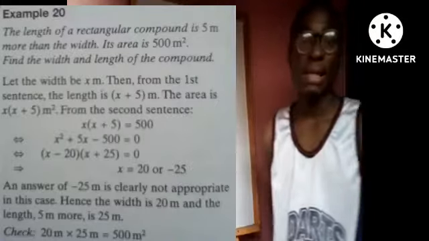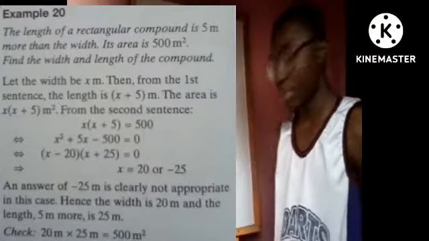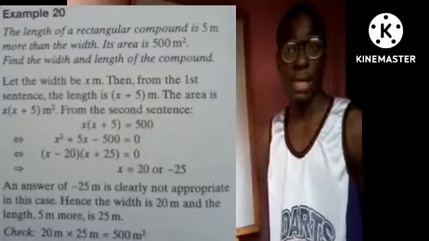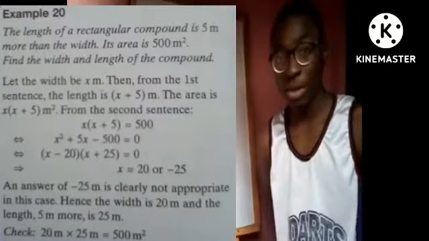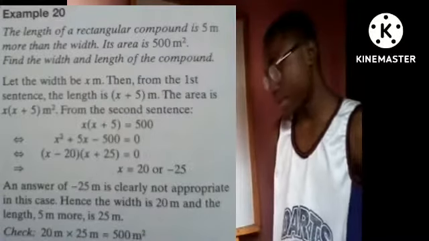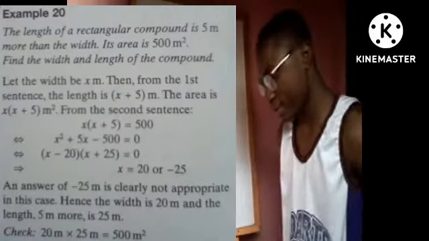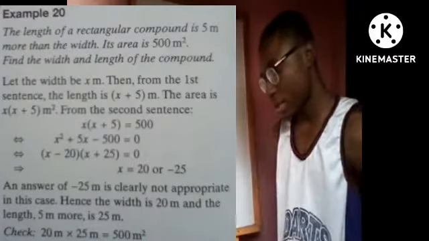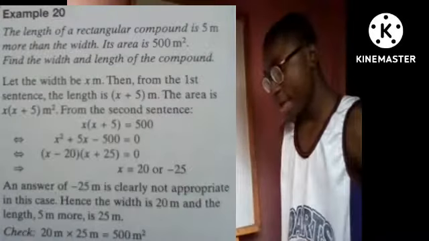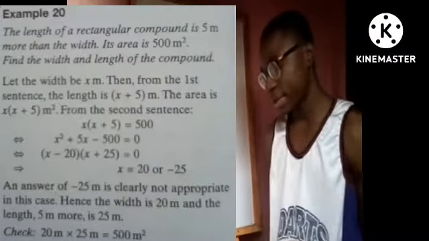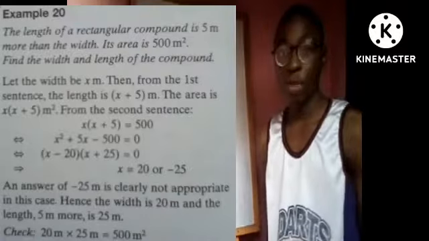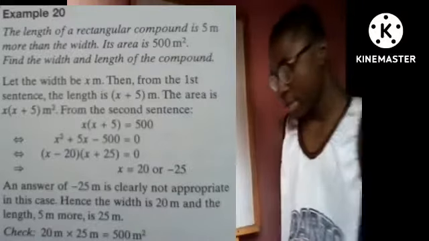The reason is that the area is equal to the product of the length and the width. Once you've gotten an expression for the length and the width, you multiply them and equate them to the area. So in this case, x(x plus 5) equals 500. When we expand the left hand side and move the right hand side to the left, we have x squared plus 5x minus 500 equals 0.